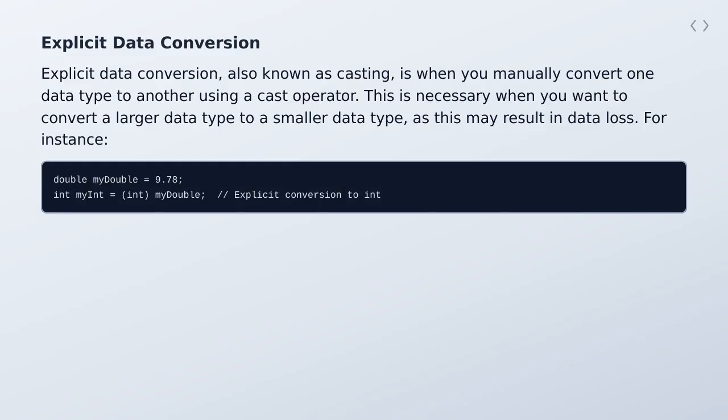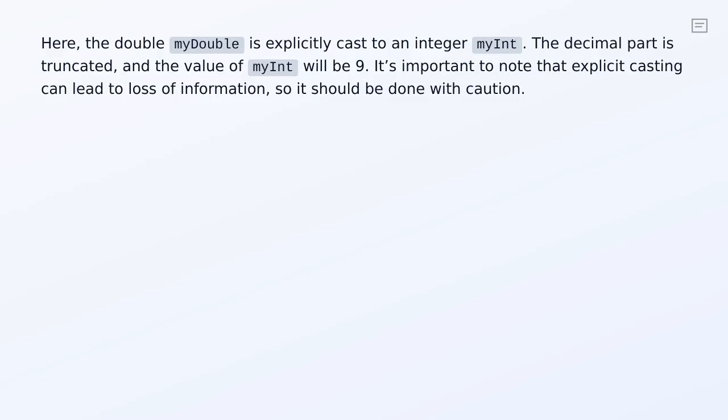Explicit data conversion, also known as casting, is when you manually convert one data type to another using a cast operator. This is necessary when you want to convert a larger data type to a smaller data type, as this may result in data loss. For instance, the samples on screen walk through this step. Take a moment to read through them. Here, the double myDouble is explicitly cast to an integer myint. The decimal part is truncated, and the value of myint will be 9. It's important to note that explicit casting can lead to loss of information, so it should be done with caution.